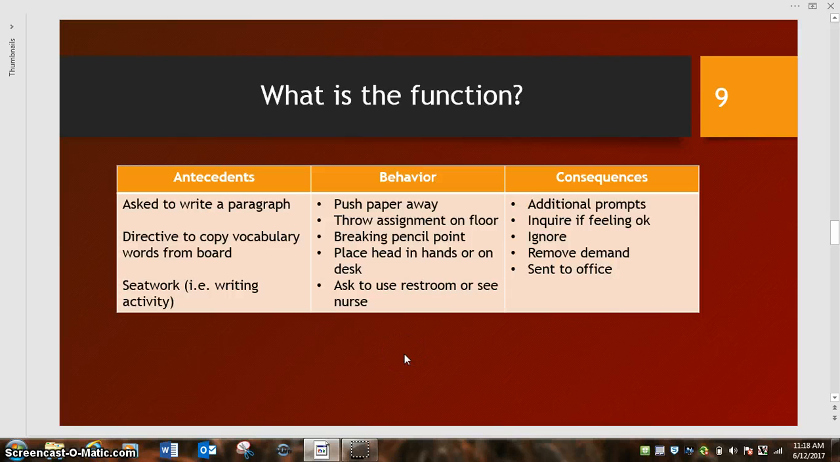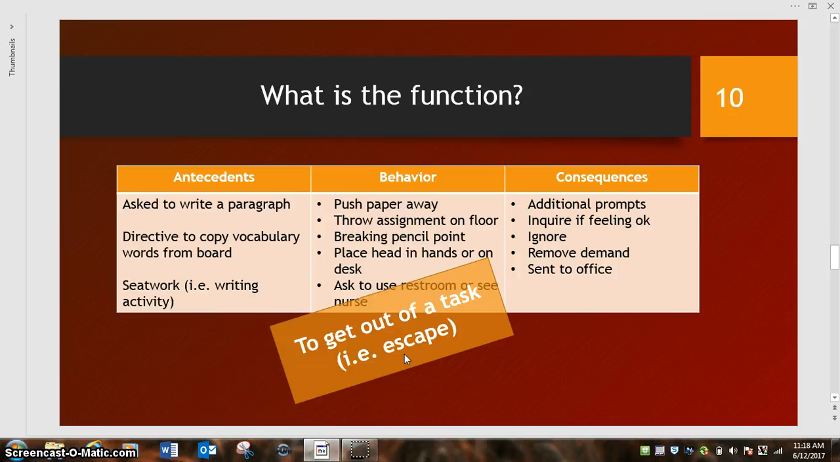Okay, so in this example, we have determined that the function of behavior is to escape or to get out of a task. Now, again, similar to the example in number one, if we collected additional data points, certainly a possibility where there could be another function, but based on this information, this is our best guess, and this is going to drive the interventions that we develop and implement.